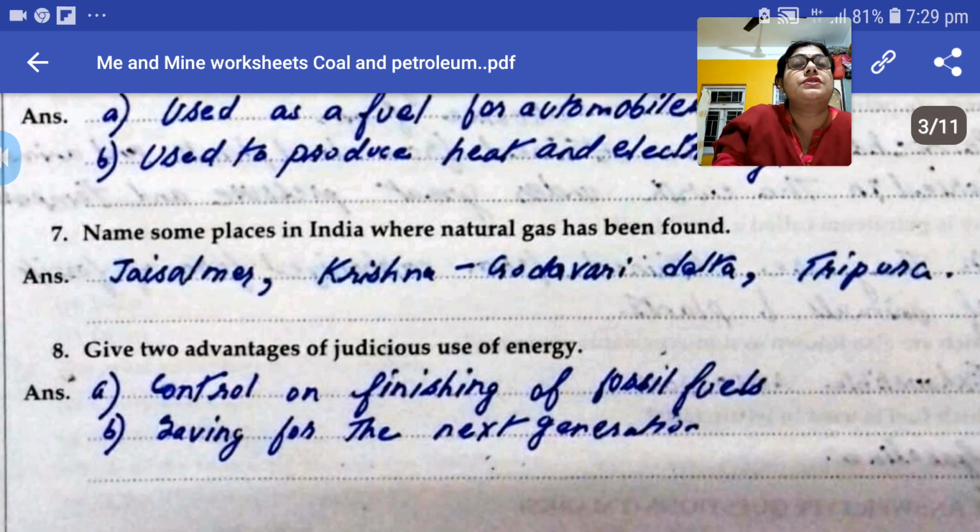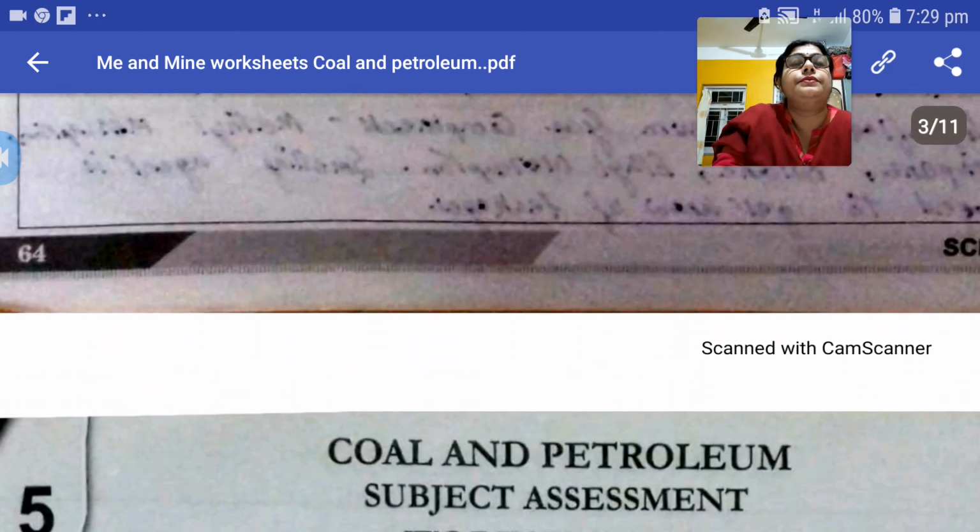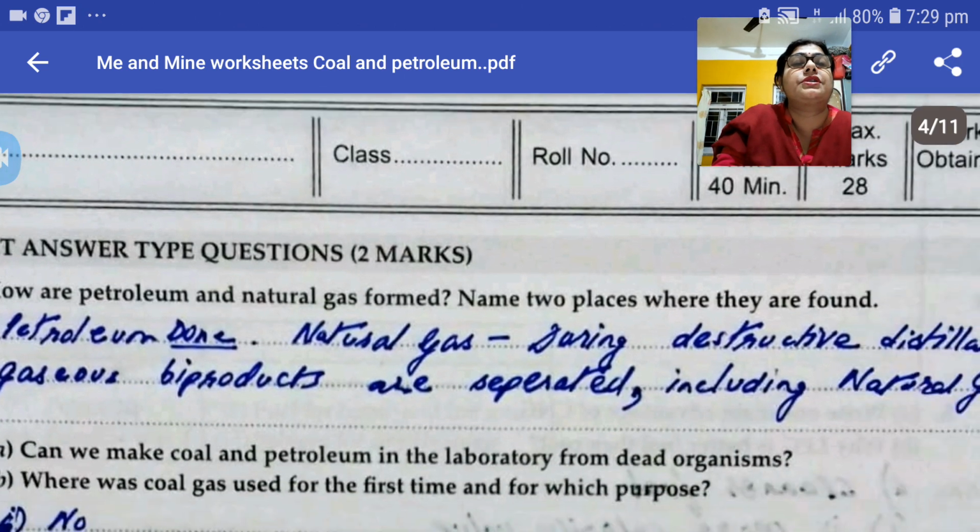Give 2 advantages of judicious use of energy. Number 1, control on finishing of fossil fuels and saving for the next generation. So if you use the energy judiciously, these are the two things or the two advantages which you are going to get. Okay, then next we'll move to worksheet number 32.